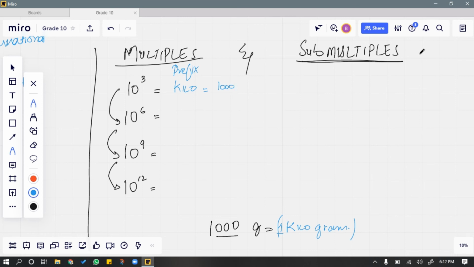The prefix for 10 raised to the power 6 is mega. I'm writing down its amount and then its symbol as well. So its symbol is K. Its amount is 6 zeros, okay, and its symbol is M. Similarly, you are going to have 9 zeros here, and its prefix is giga.